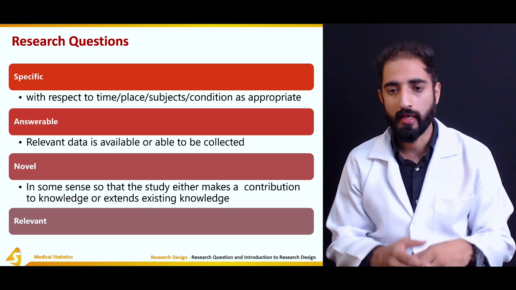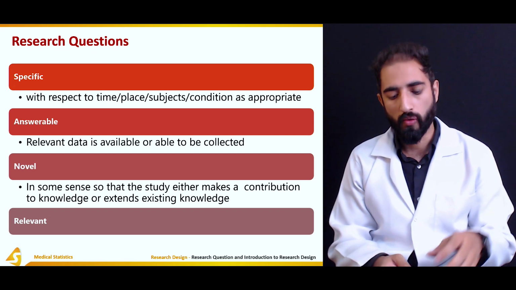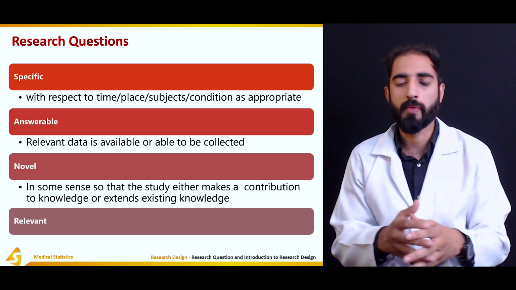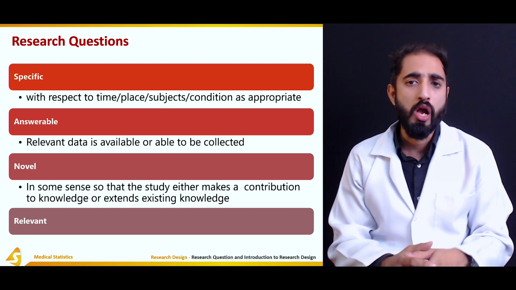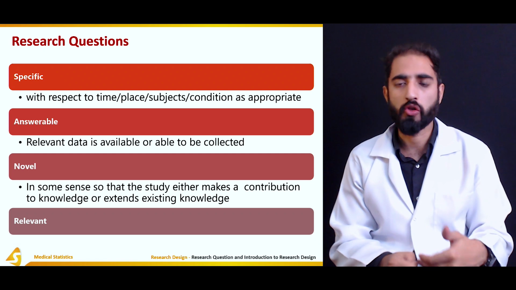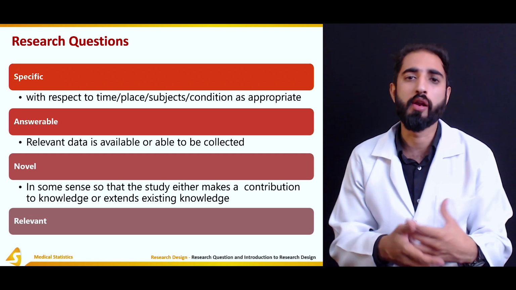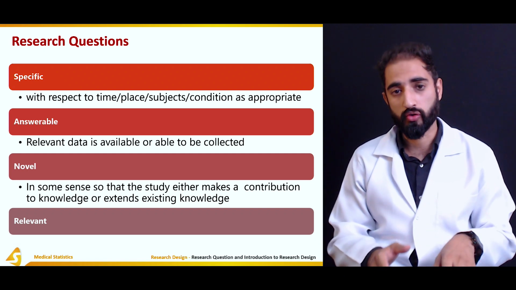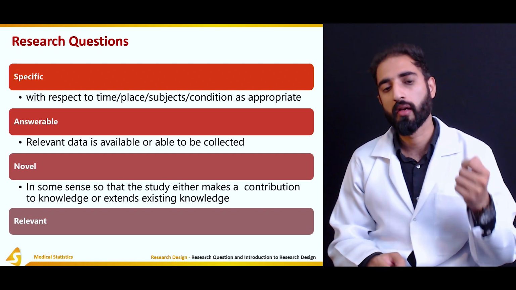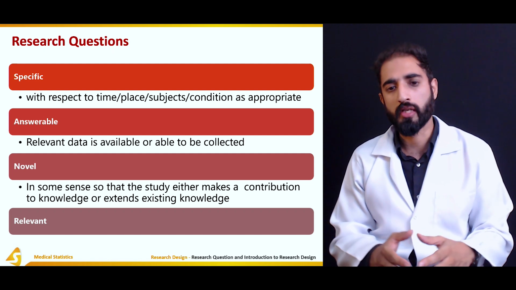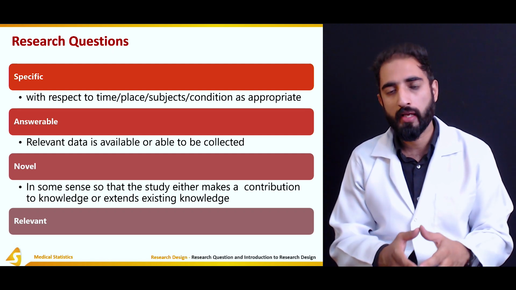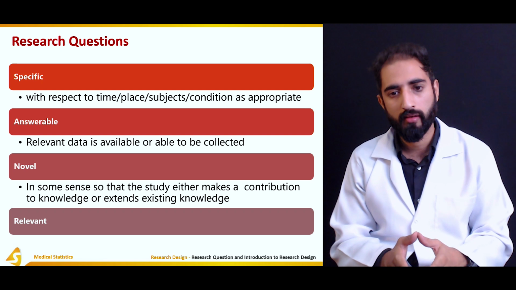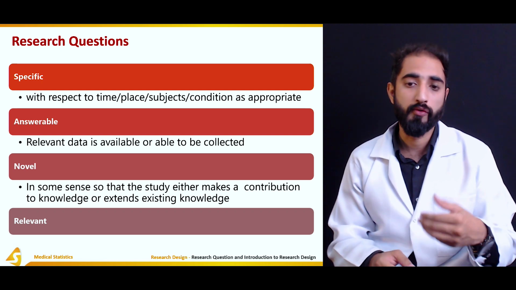Let's take the example of place. My research question is, what is the prevalence of low back pain? Now this is a very generalized question, so it is not a good research question. So what would be a more specific research question? It would be, for example, what is the prevalence of low back pain among farmers?